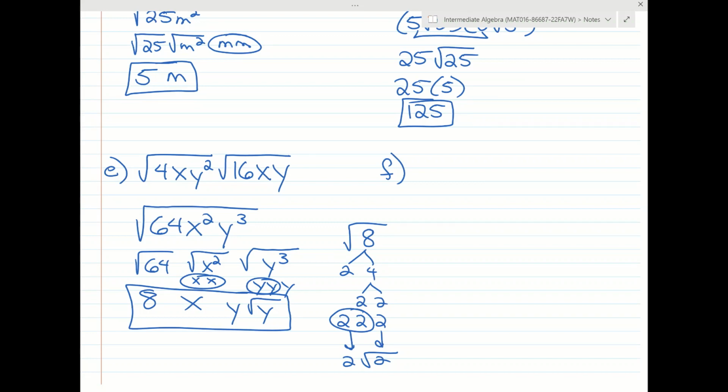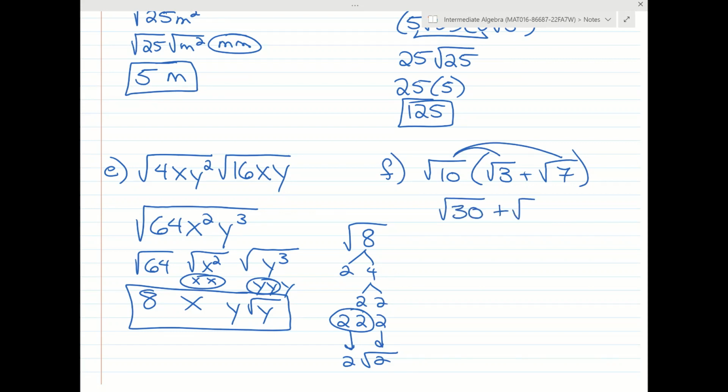All right, what else here? How about the square root of 10 times the square root of 3 plus the square root of 7? These aren't the most exciting problems in the world. A lot of it is just practice to expose you to different types of problems. So we're just going to distribute here. And we get the square root of 30 plus the square root of 70.